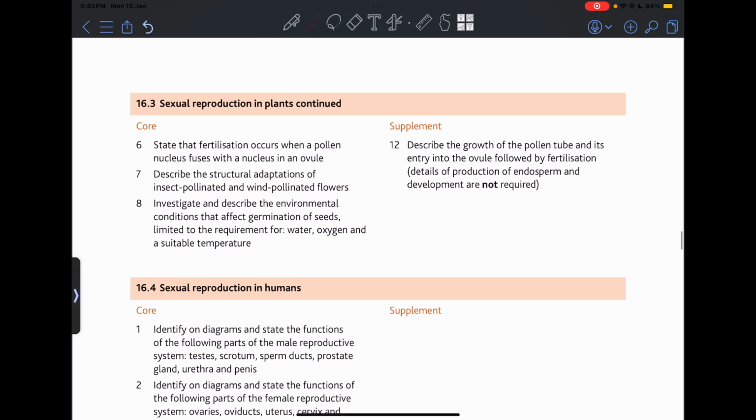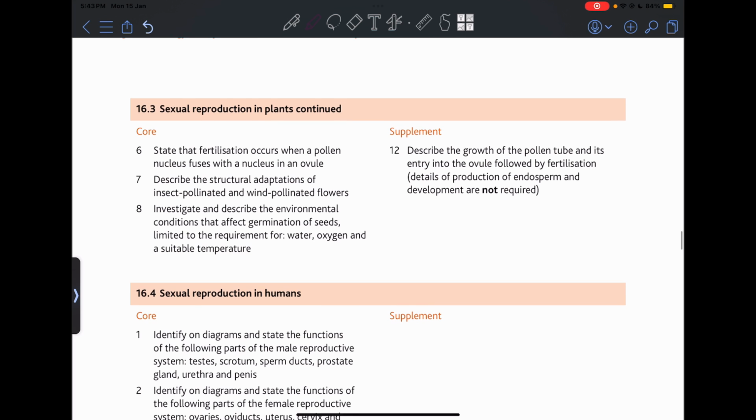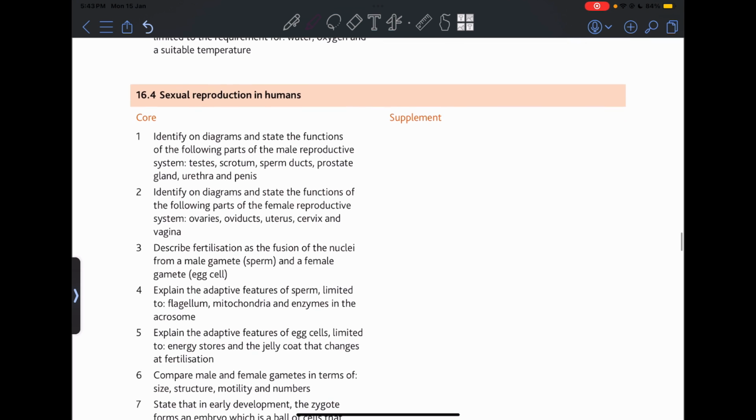Now, supplement students, extended students, they have to describe the growth of the pollen tube and its entry into the ovule, followed by fertilization. Details of the production of endosperm and development are not required. So you only have to describe the growth of the pollen tube. The pollen tube grows from the stigma so that it can allow the gametes to enter into the ovule inside of the plant so that fertilization can occur.